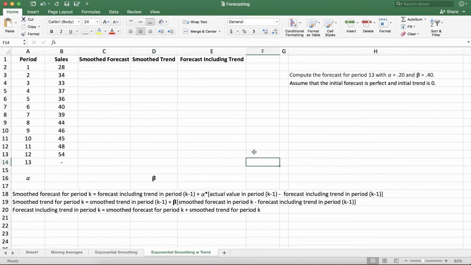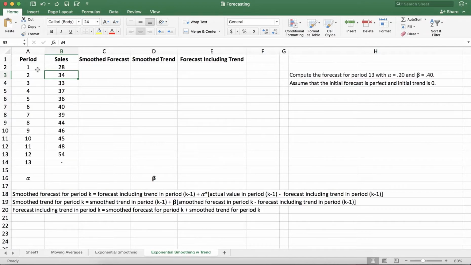So here I have an Excel template that includes my data set. I have the sales data for the last 12 time periods. In this example, time period corresponds to a month. So this is month 1, month 2, and so on. You can also say January, February, March, and so on. And I have my sales data. For example, in January, we sold 28 items. In February, we sold 34 items, and so on.